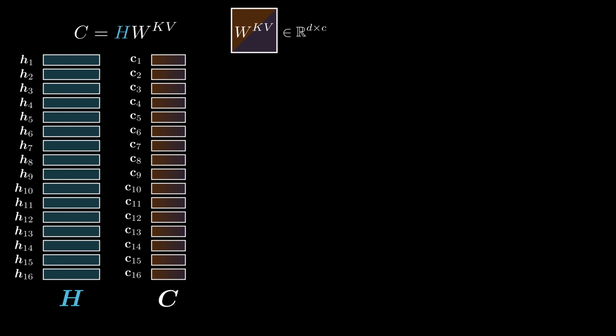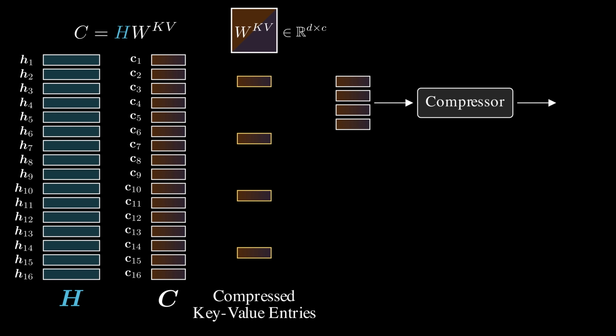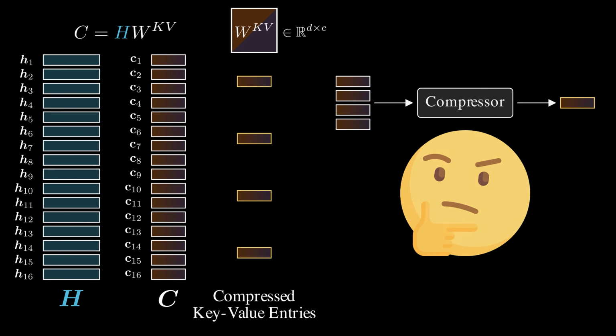Intuitively, not all tokens carry the same level of importance. Therefore, we can compress a group of key value entries into one. For example, by compressing groups of 4 key value entries into one, we achieve a 4-fold reduction in memory usage. But how exactly does this compression work?